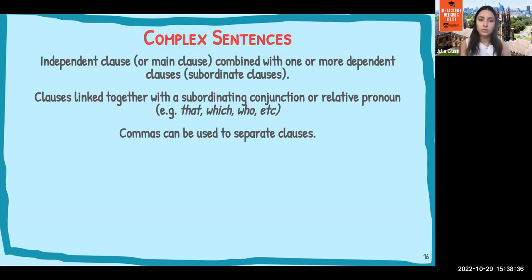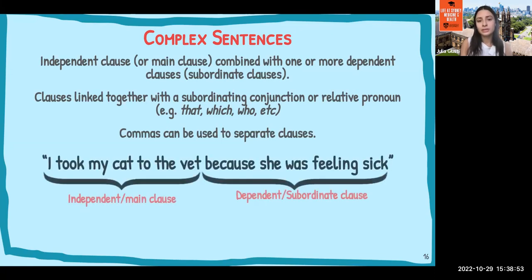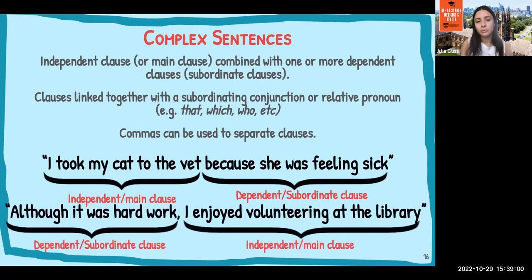A complex sentence always has a subordinating conjunction or a relative pronoun, for example, that, which, who, to link the parts of the sentence together. When writing complex sentences, sometimes a comma can be used to separate clauses. Examples of complex sentences include, I took my cat to the vet because she was feeling sick, and, although it was hard work, I enjoyed volunteering at the library. Notice how the independent clause is further explained or elaborated upon by the dependent clause.